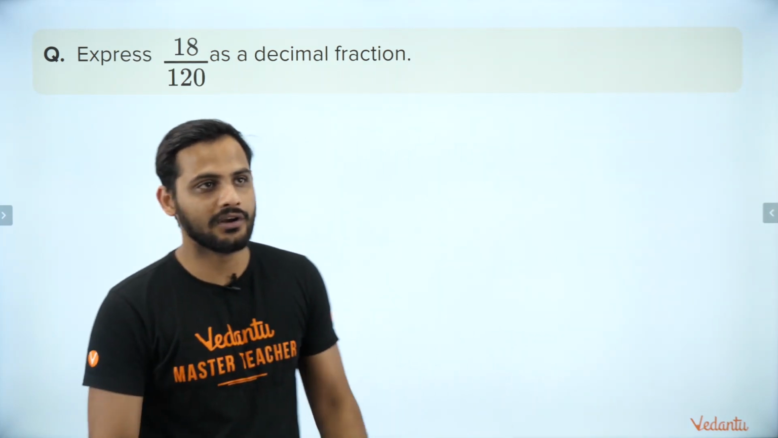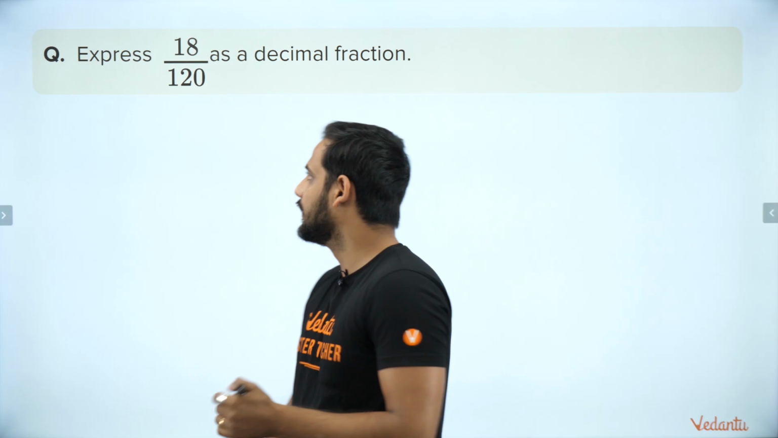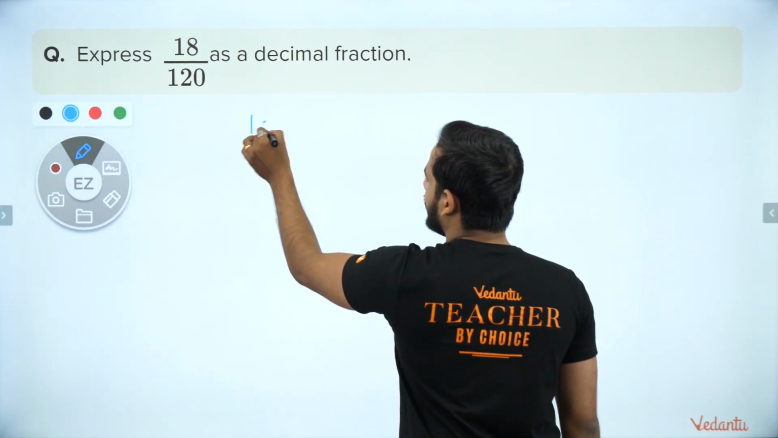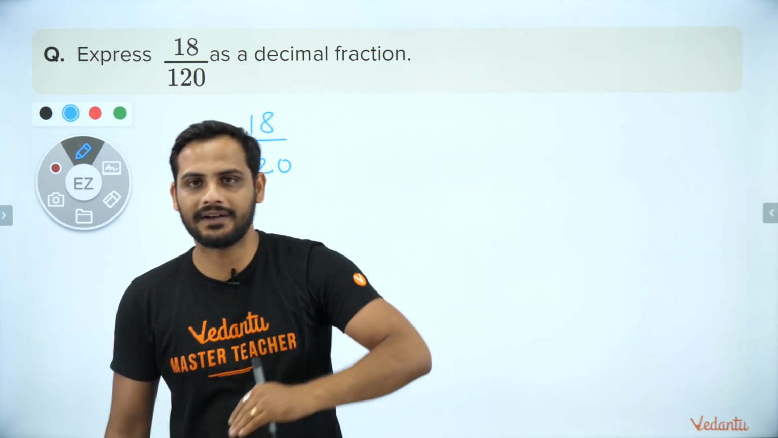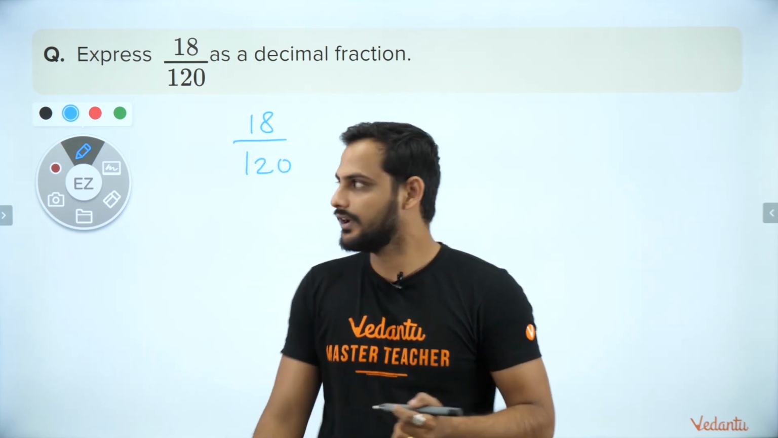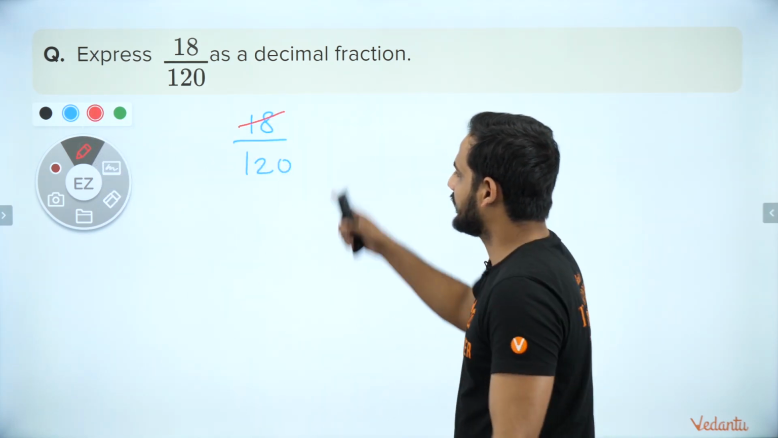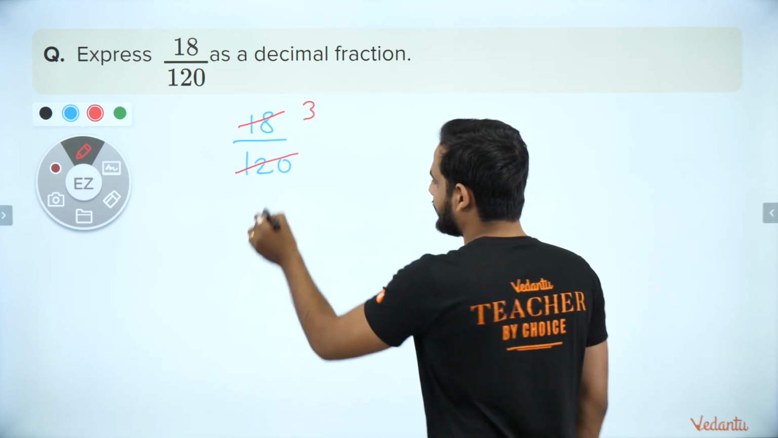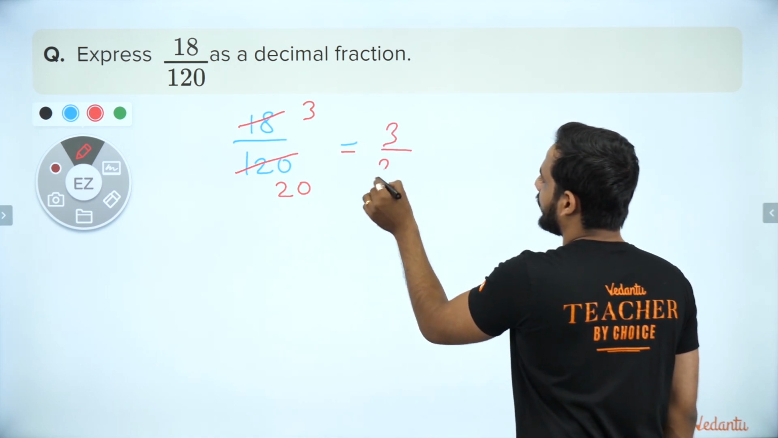So the next question was 18 upon 120. You have to write its decimal form. So how do we do it? Simple, yaar. Now we know, rather than dividing 18 by 120, let's just simplify it first. So when I start simplifying it, I will say this will be 6 threes are, and this will be 6 20s are, 3 by 20. So I have got 3 by 20.